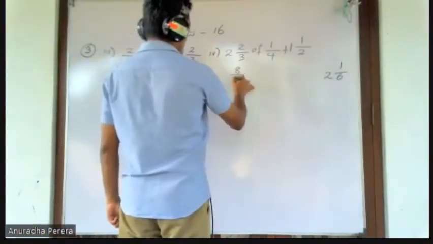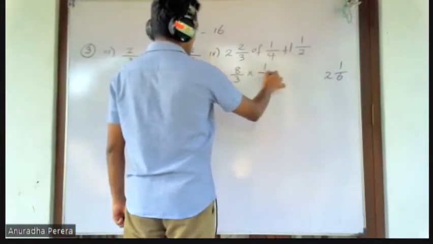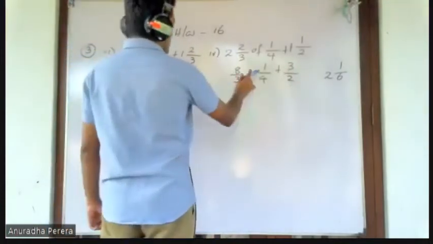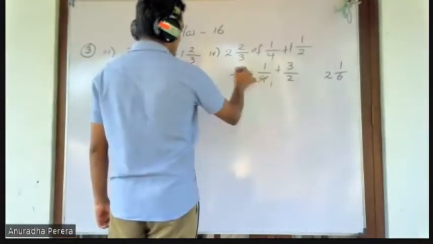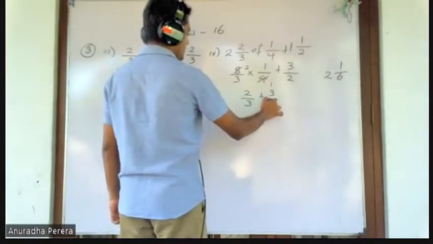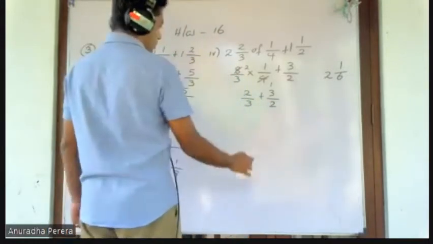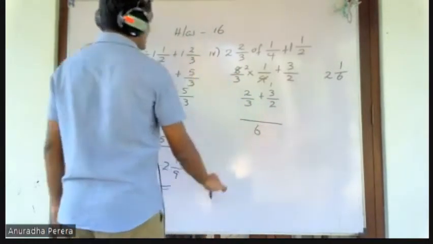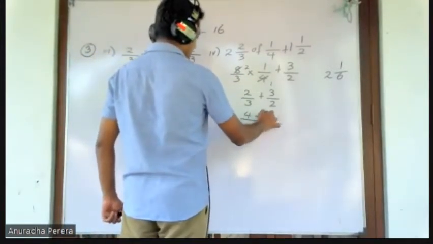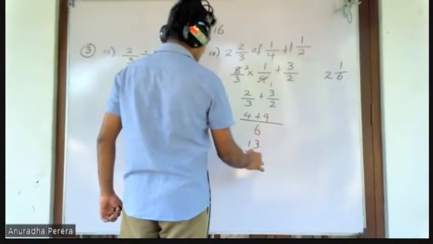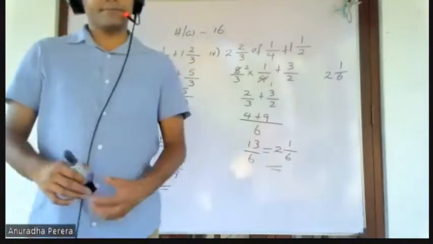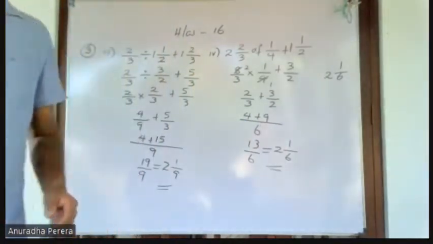Of means multiplication. If you know about this, the reciprocal is 3/2. So this multiplication, 8 and 4 divided by 4, 2/3. This one is 3/2. Yes. Common denominator 6. When dividing 6 by 3, 2 into 2, 4. 6 by 2, 3 into 3, 9. 13/6, the answer is 2 1/6. Yes. Very good. This is the answer. Make your corrections.